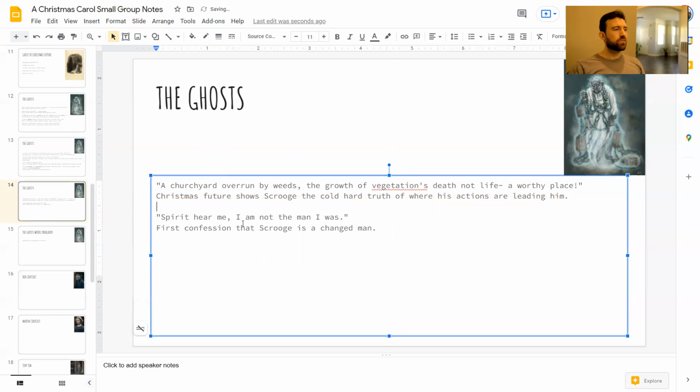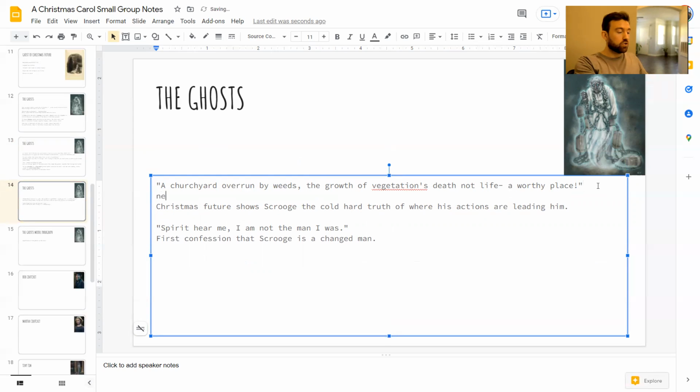Okay, couple more. These are both also from the Ghost of Christmas Future. So a churchyard overrun with weeds, the growth of vegetation's death, not life, a worthy place. So you've got the exclamation mark there. You've got the very, again, negative imagery and its connotations. So we see that this is a fair resting place for someone like Scrooge, who has just been a bad person his whole life, basically. And now this is his death. And it's the cold, hard truth of where his life actions are leading him.